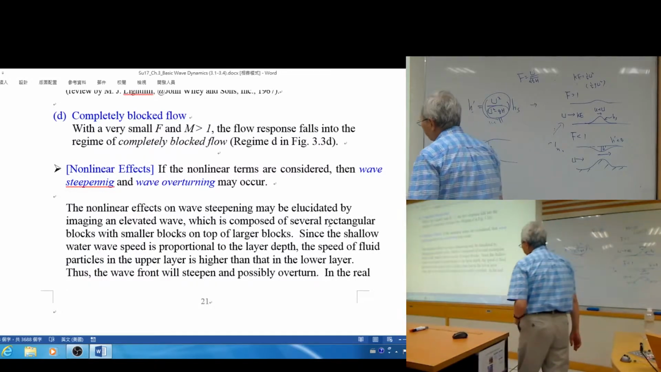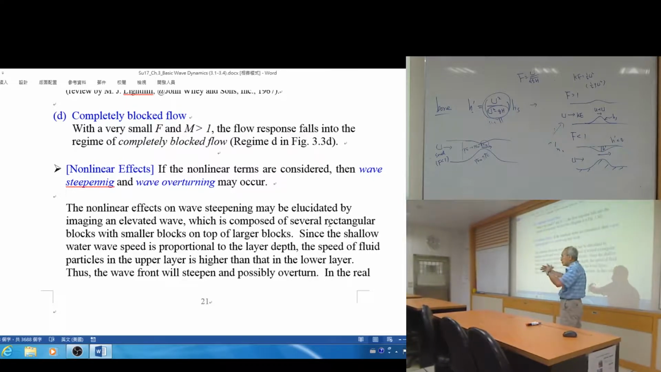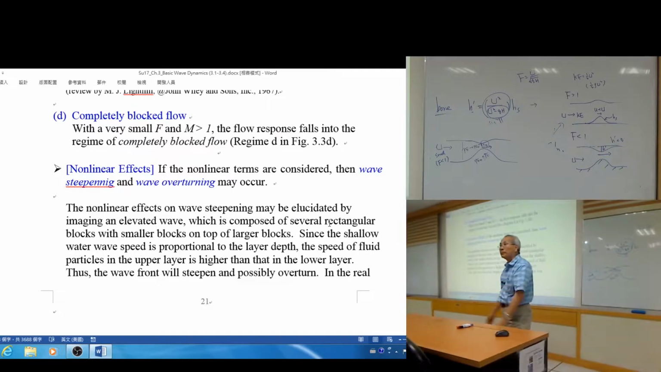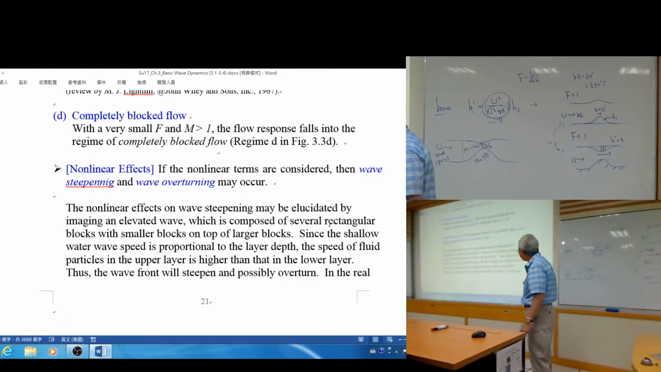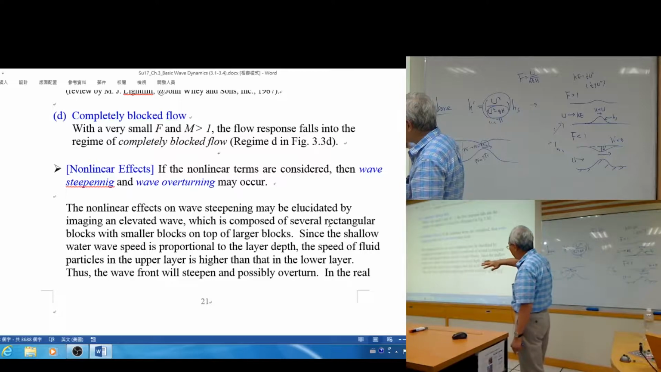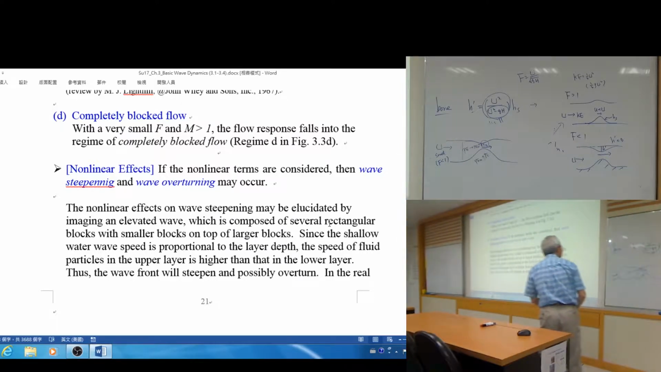Nonlinear effects. If the nonlinear terms are kind of considerable, they cannot be ignored. Then we want to understand what the effect of those nonlinear terms is.